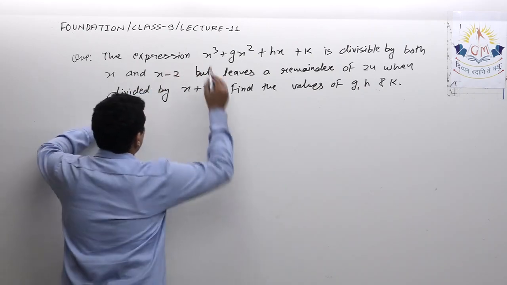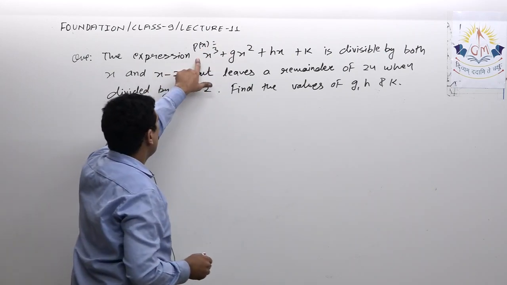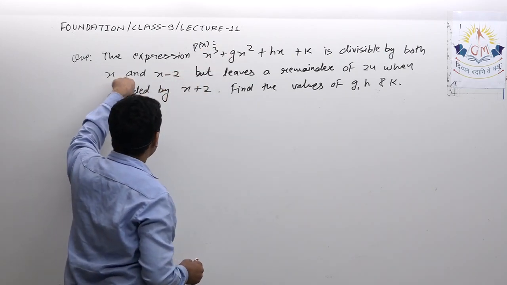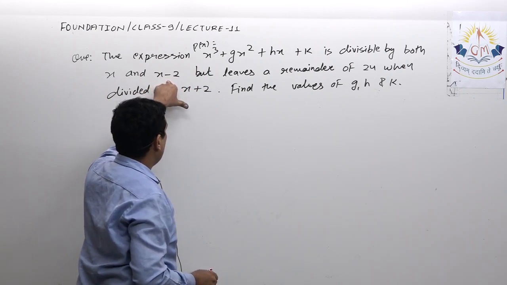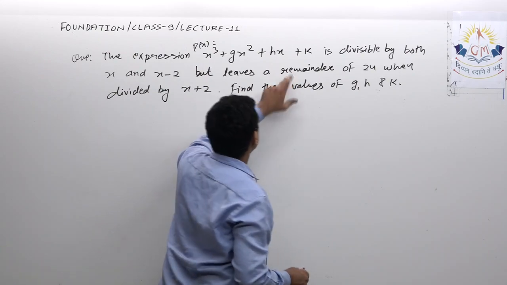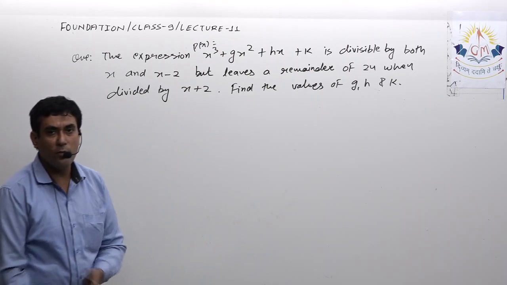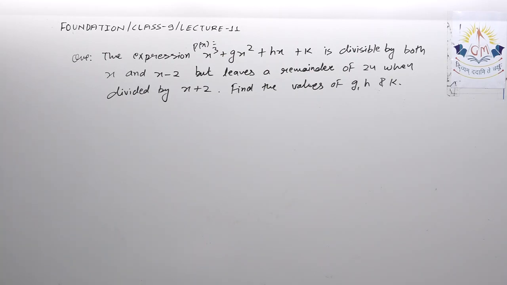It is given for a while. I am saying this is px. So px is divisible by x, px is divisible by x minus 2, and px leaves a remainder of 24 when divided by x plus 2. So think for a while, then I will give you its solution.